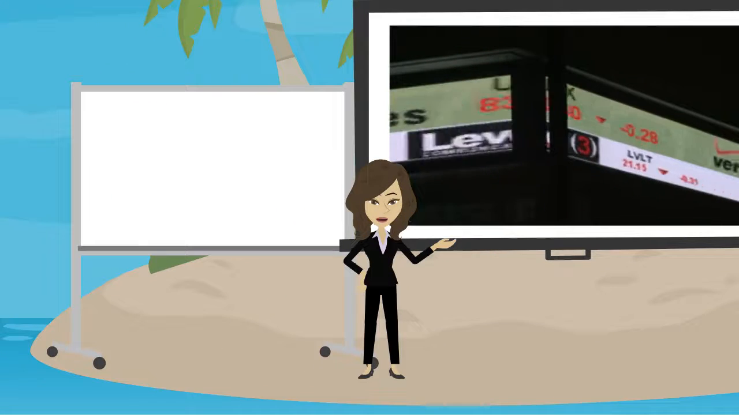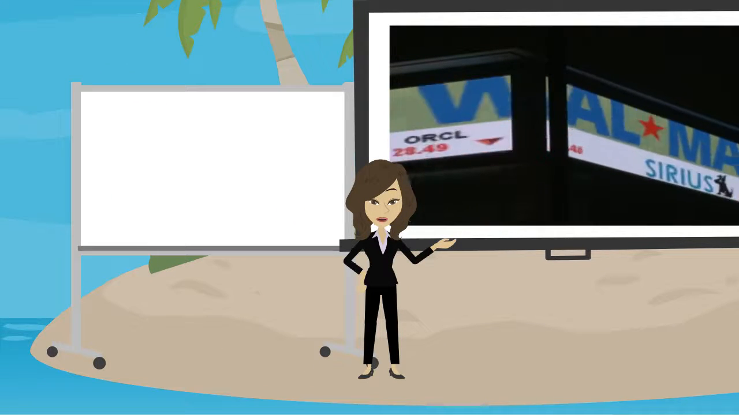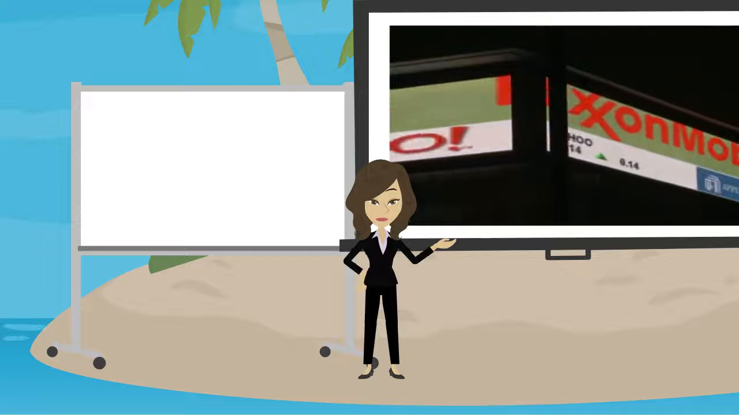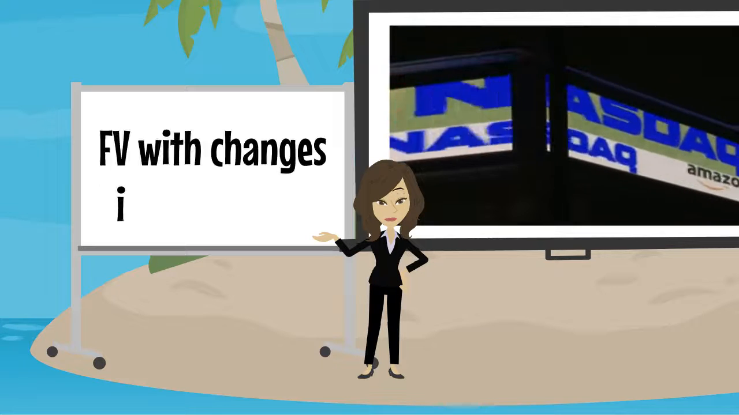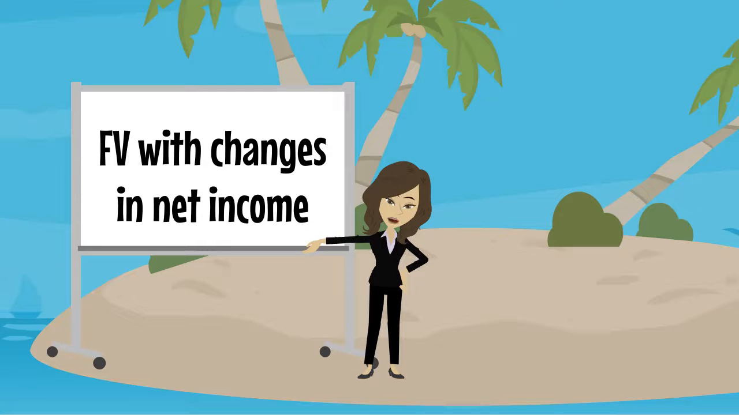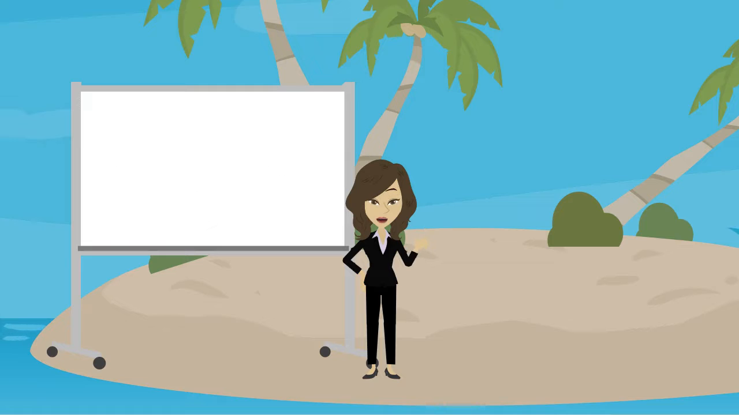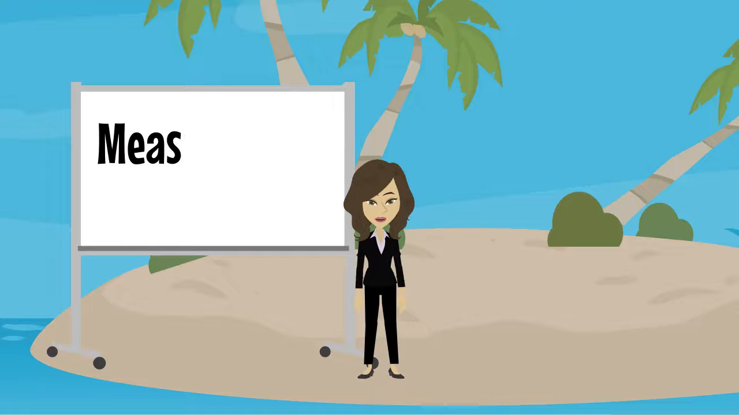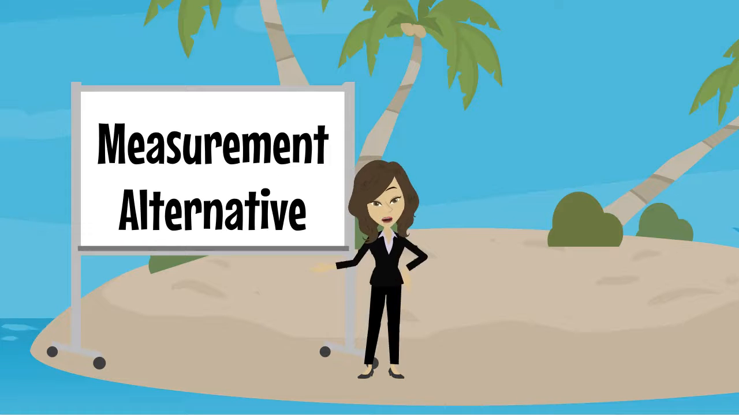If you own an investment with a readily determinable fair value, such as shares of Microsoft or IBM, the accounting is easy. Such investments are reported on the balance sheet at fair value, with changes in fair value reported in earnings. However, if the investment does not have a readily determinable fair value, a measurement alternative might be available.